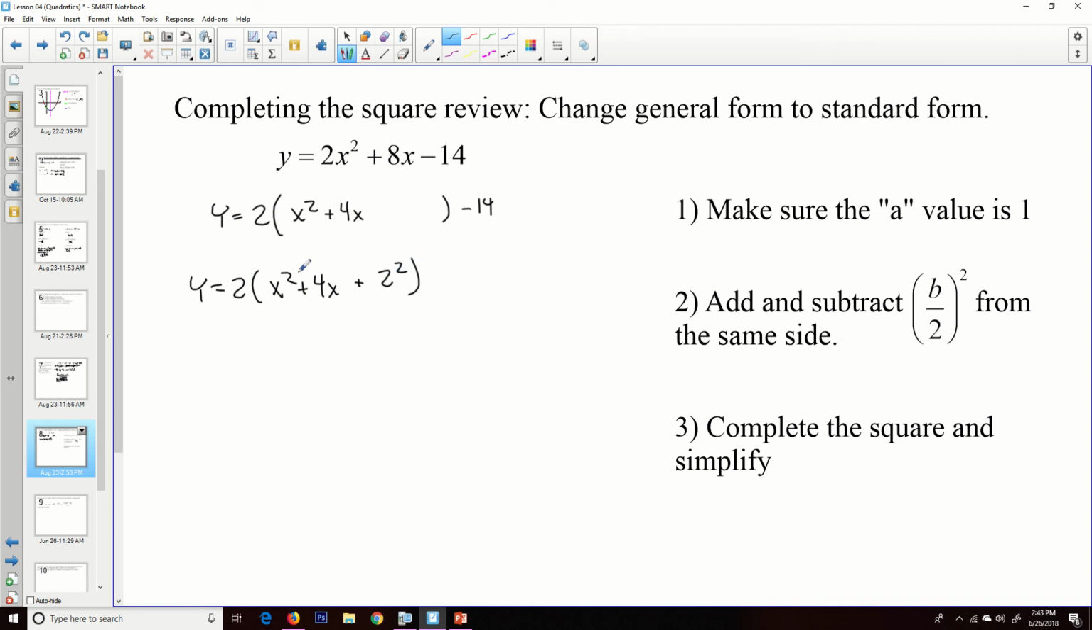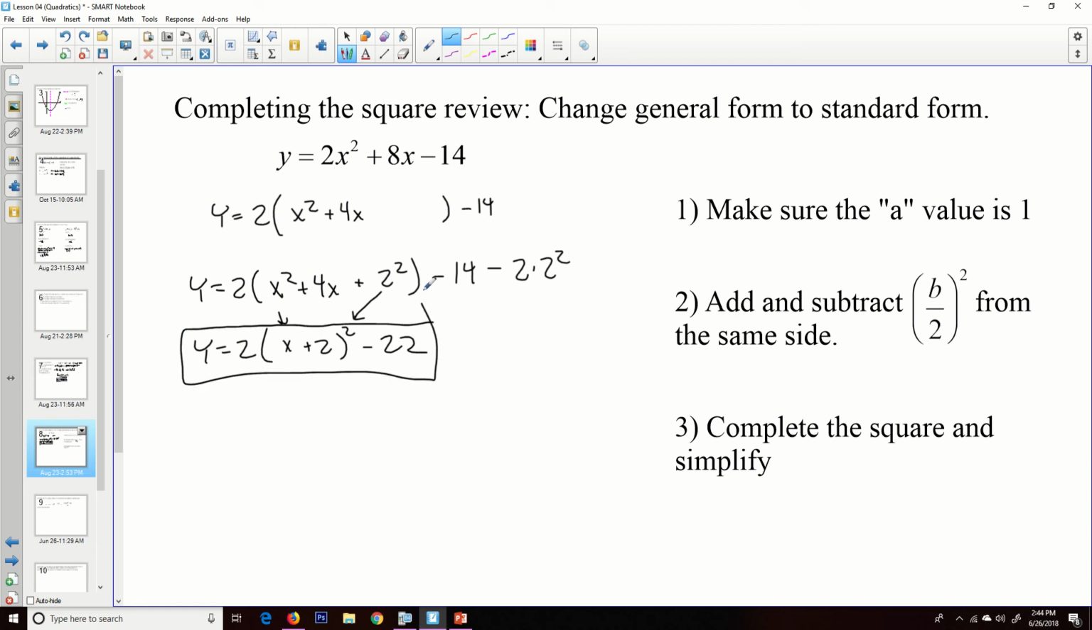So I actually have 2 times 2 squared. And since I'm adding 2 times 2 squared, and I want to keep everything on the same side, I must also subtract away 2 times 2 squared from that side. Now this thing is a perfect square, and the way that I remember it is I just bring down the x, I bring down the positive 2, and I put squared around it, and then negative 14 minus 2 times 2 squared is 8, so negative 14 minus 8 is going to be negative 22. And we'll put a box around that, and that will be our standard form.